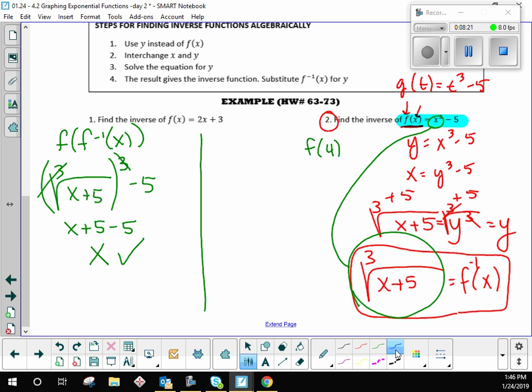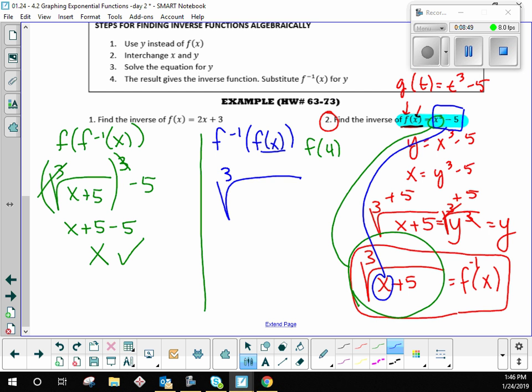And then, so that was here being plugged in here. We also have to check this one being plugged into this one. And so that, as a composition notation, would look like this, meaning we're plugging f of x into the inverse. So I'm taking x cubed minus 5 and putting it right here for x. Okay, all that other stuff stays the same. So I have the cube root of x, which is going to be x cubed minus 5, and then plus 5.